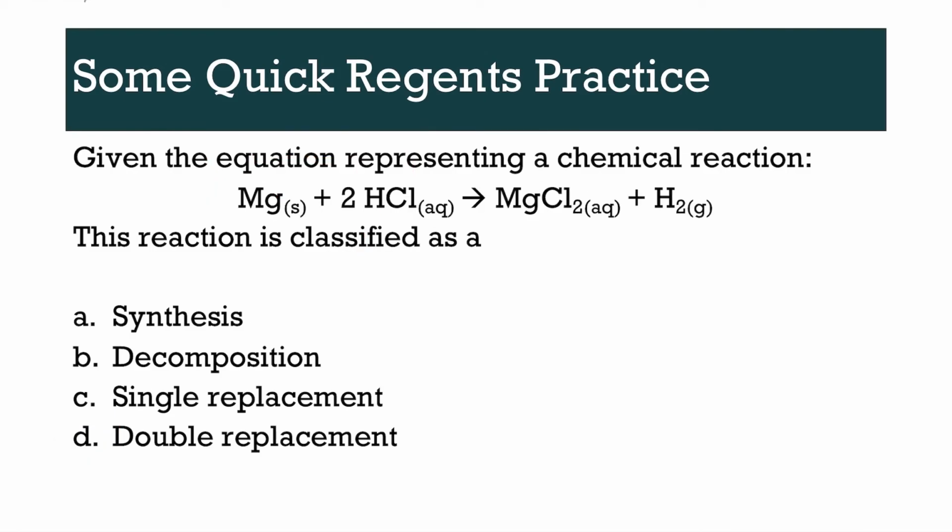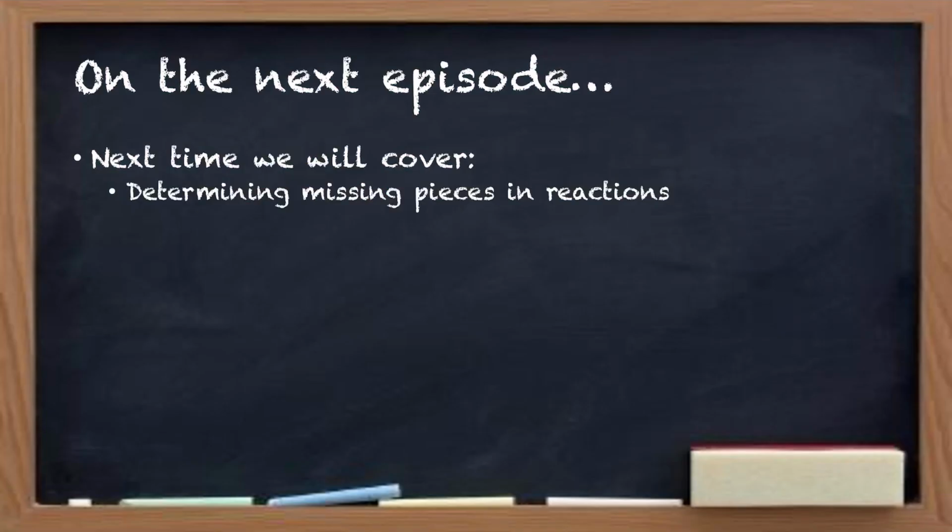Lastly, what type of reaction is this? You should say single replacement. You have magnesium by itself, you have hydrogen by itself. Magnesium knocked out that hydrogen, switched it off, and that was it. So that's really all there is for types of reactions.